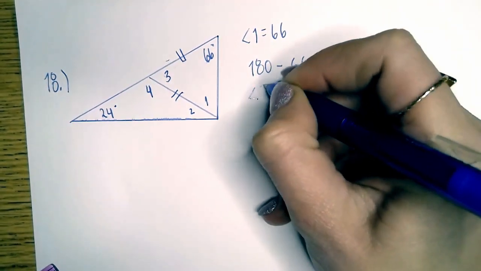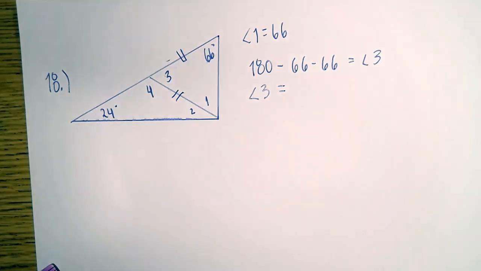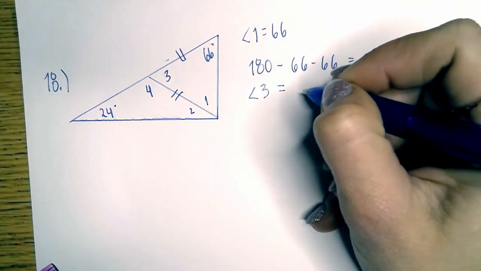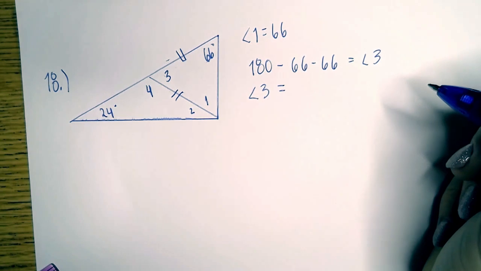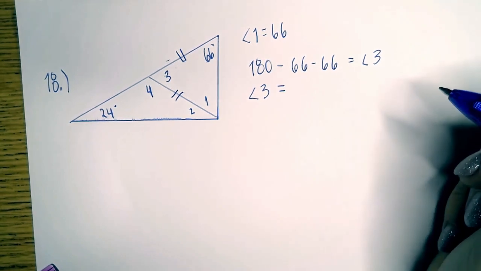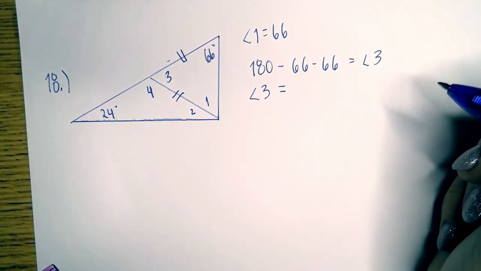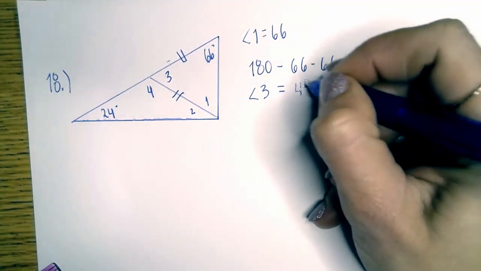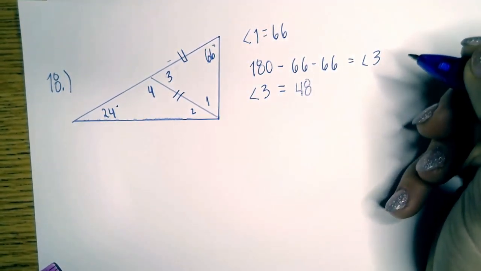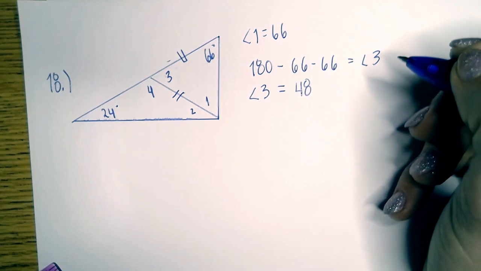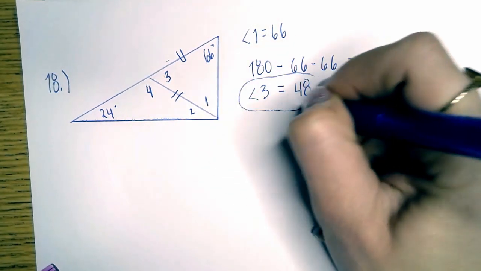Who got the measure of angle 3 for me? Caitlin, what did you get for angle 3? Griff? 48? Is he right? He said it with a question mark at the end of his voice. Yes? Caitlin? He's good? Okay, thank you. Anyone disagree? Because I'm trusting him.